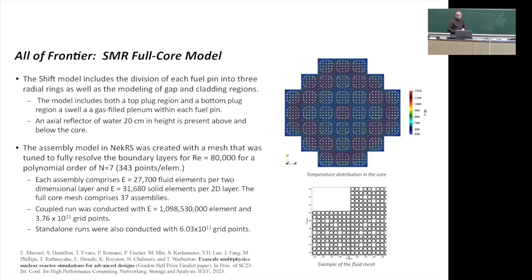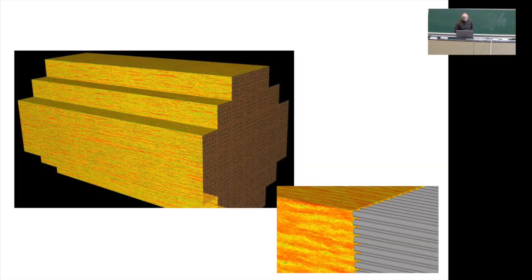Okay, and so this is one of the big runs. This is a full core model run on Frontier. It was coupled with neutronics, and this is running a billion elements. I'm going to show the fluid mechanics results. Here's the full domain with the turbulence. Hopefully the movie works, let's see.